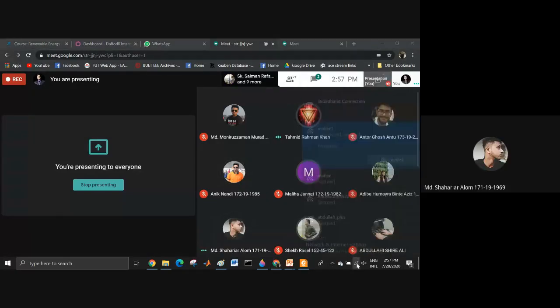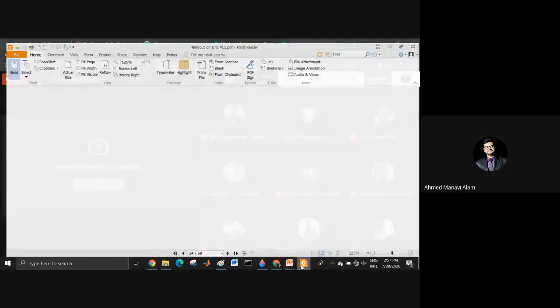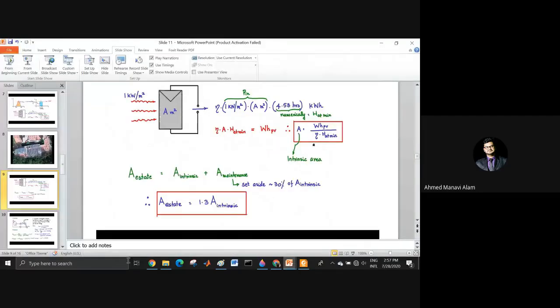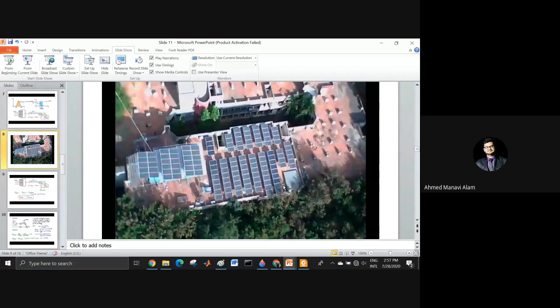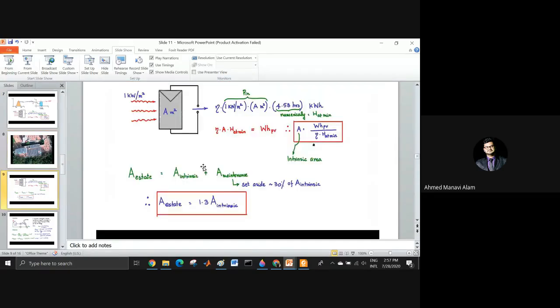Yes sir. Okay, now my WiFi is back. So the total area I'm getting in this equation is the area of the PV cell, but only the area of the PV cell is not enough. There are some areas needed to move around, to clean, and to maintain it. So there are two types of area: one area is called the intrinsic area, and one area is called the real estate area or the total area. The real estate area is the intrinsic area plus the maintenance area.